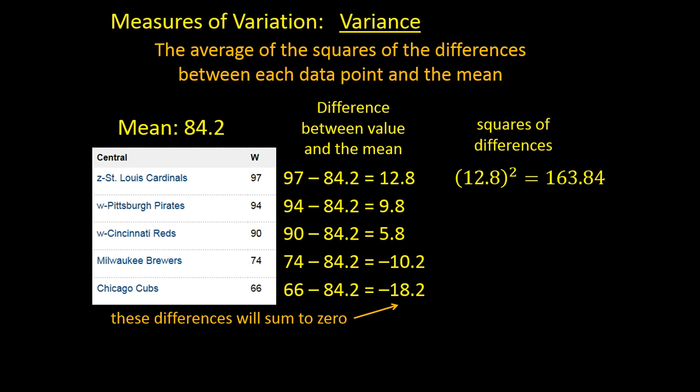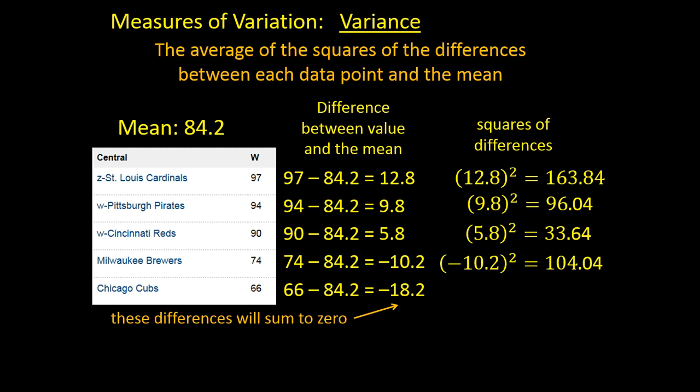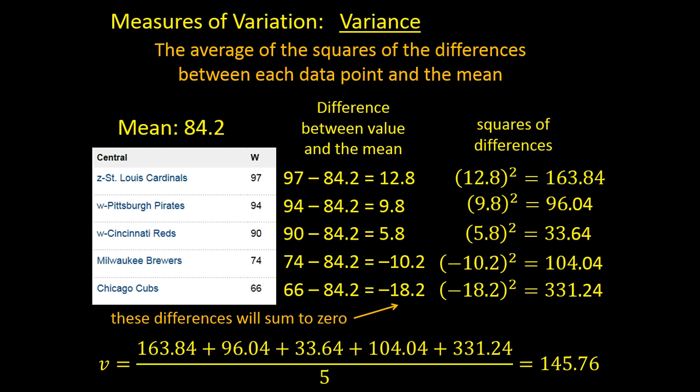Now to find variance, we need to square each of those differences. So we'll square 12.8 and 9.8 and 5.8 and negative 10.2 and negative 18.2. The variance is the average of those squares. So if we add those 5 numbers together and divide by 5, we get 145.76. That is the variance for this set of data.